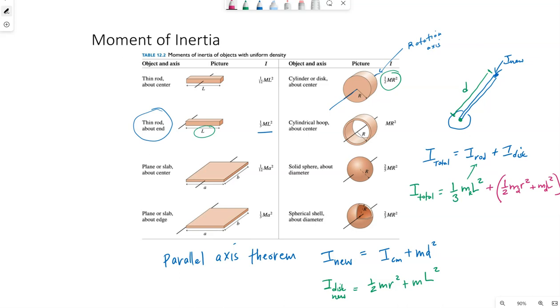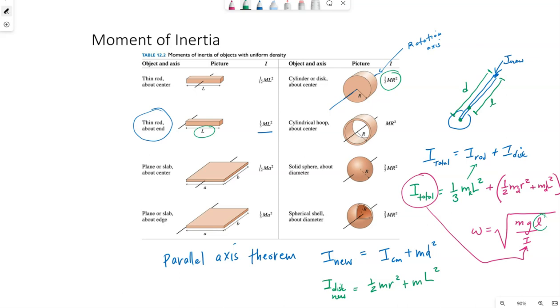If we then wanted to figure out omega, for example, we would have mgL over I. This I is what would go in here. The L, this L right here, we would need to figure out where the center of mass is. It'd be the distance from the center of mass for the system as a whole to where that pivot point is at the top.